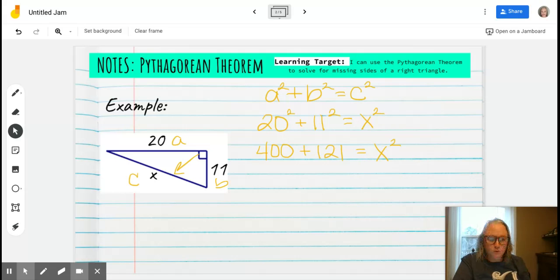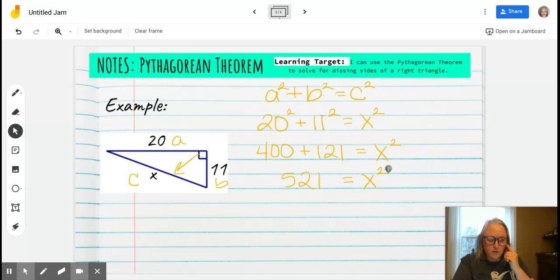In this one, when we have the hypotenuse as our unknown, our next step is going to be to add, because we have to add these two values together in order to figure out what x squared is equal to. So when we add them together, we get 521, and this is equal to x squared.